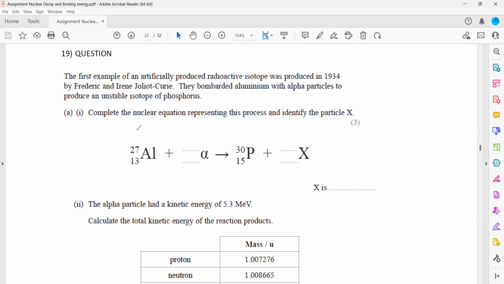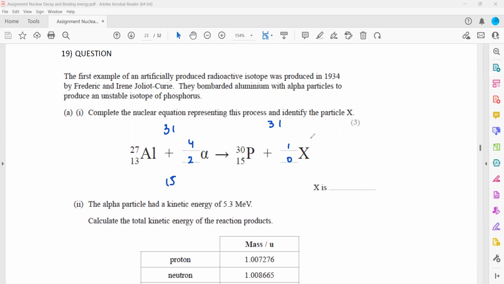First, the alpha particle: the nucleon number is 4 and the proton number is 2, so we write 4 here and 2. The sum should be the same, 27 plus 4, 31 on the right hand side. So it should be 31. Since 30 is there, this should be 1 to make 31. The proton number should also be the same. 13 plus 2 makes 15, so 15 means this should be 0.